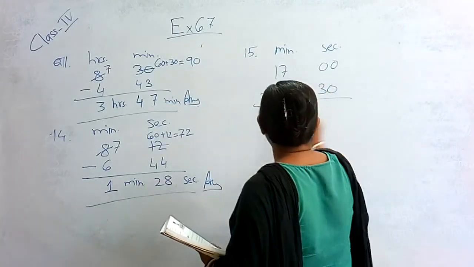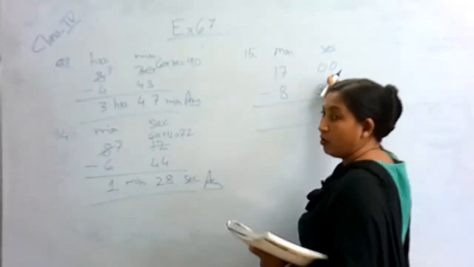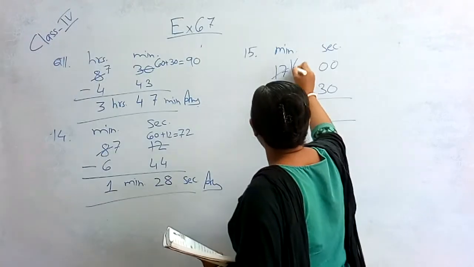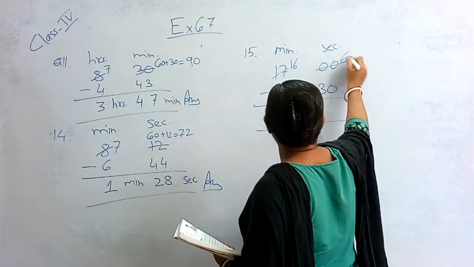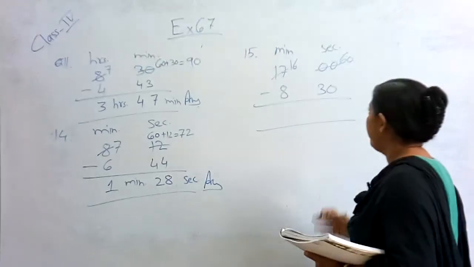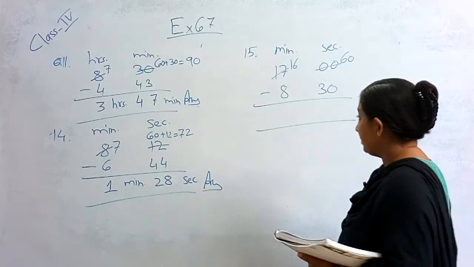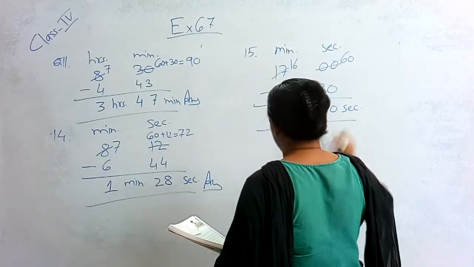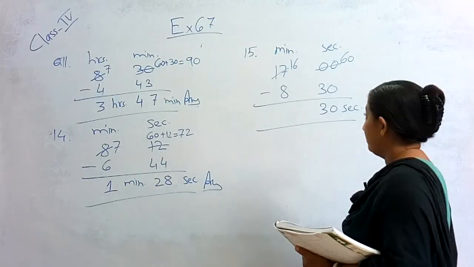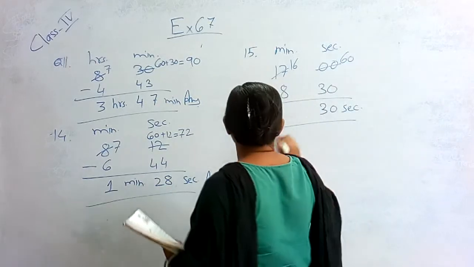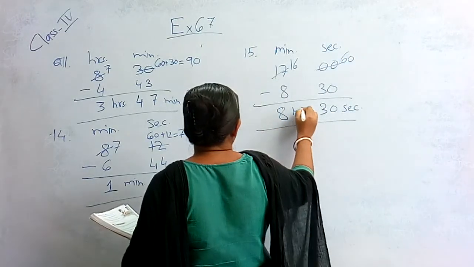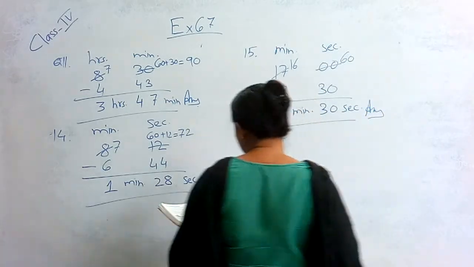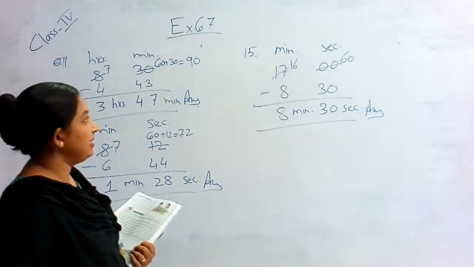Now start subtraction. You cannot subtract from 0, 0. So this 0, 0, here it will be 16 and this will be 60. As 0 is there, so it will be 60. So 60 minus 30 is 30 seconds, isn't it? And this is 60 and this is 8. 8 minutes. So the answer is 8 minutes 30 seconds.